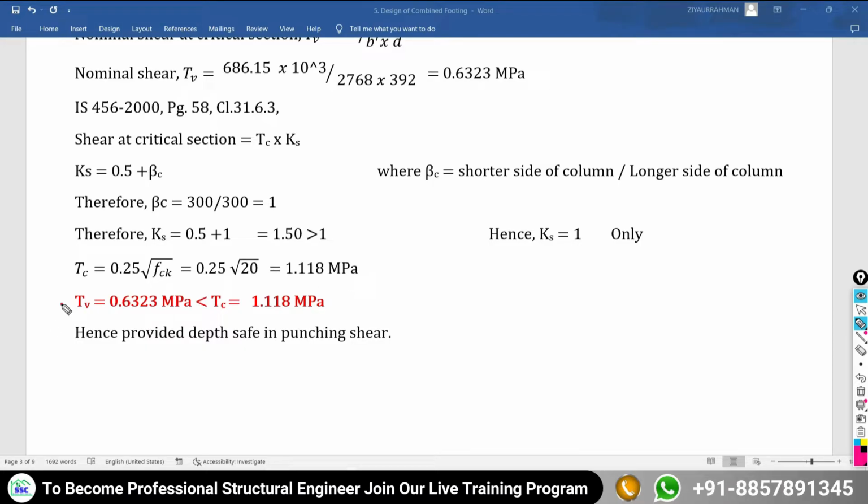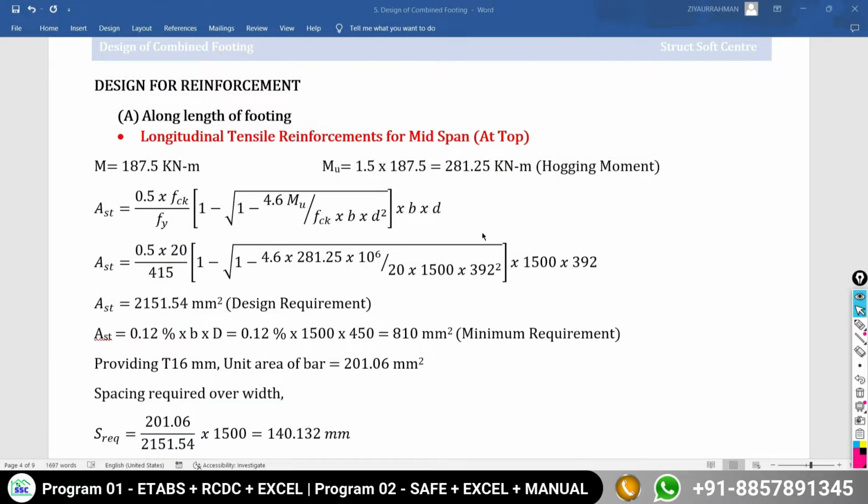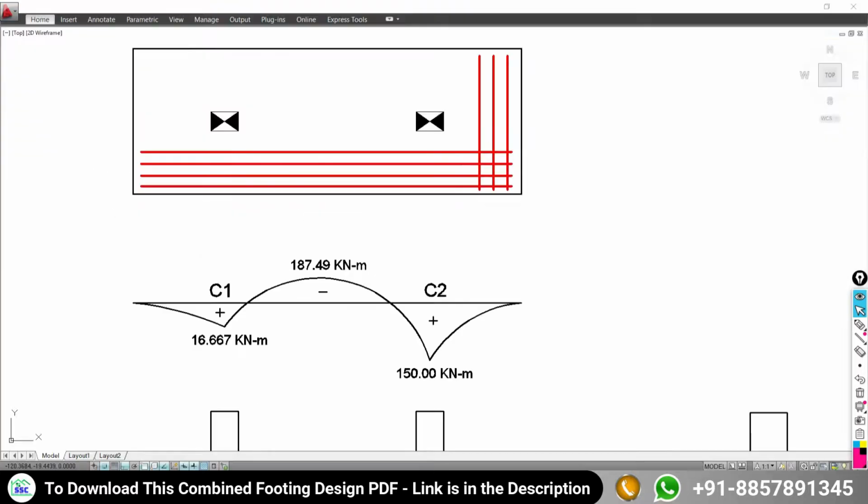So this is called as what? Nominal shear. This is your critical shear, and you have to compare these two shear stresses. So we are getting the nominal shear is less than your critical shear. Hence we are going to decide our provided depth is safe in punching shear. In the next step, we have to find out the reinforcement in your combined foundation slab. For that, we need to understand some important things.